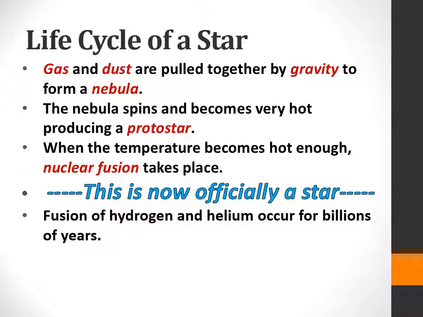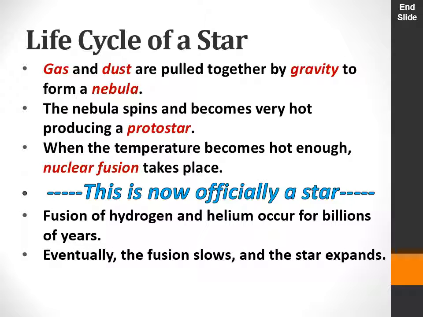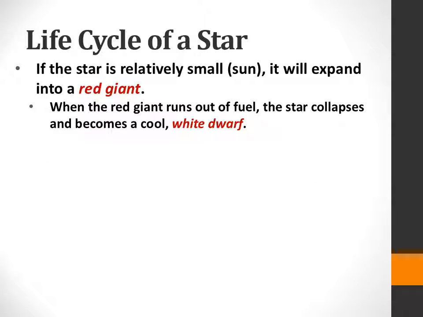So now that it's officially a star, the fusion of the hydrogen and helium occurs for billions of years. When it's a star, it's referred to as a main sequence star, because there are a lot of different ways a star can come about, but this is basically the main process of what a regular star looks like. Then eventually that fusion slows down, and when that happens, the star expands and gets bigger and bigger. Now at this point, basically there are two possibilities.